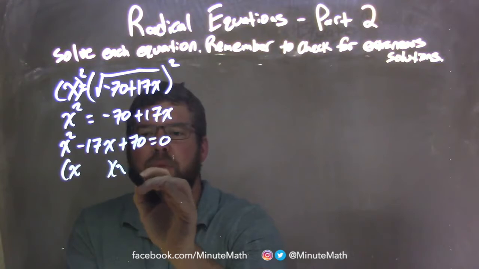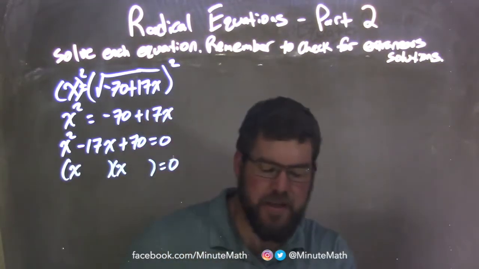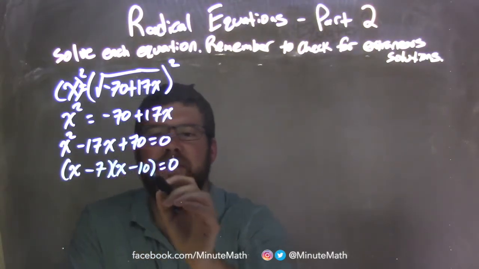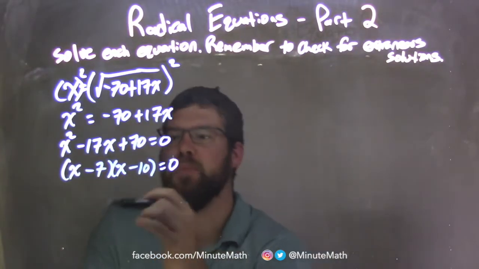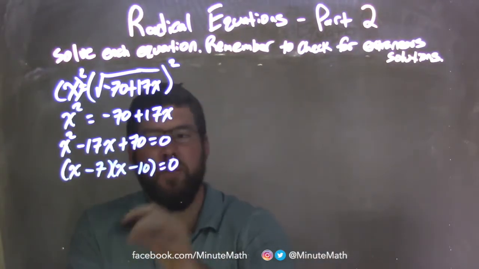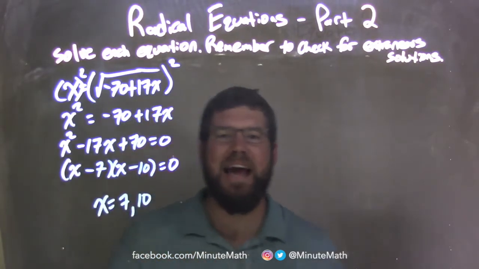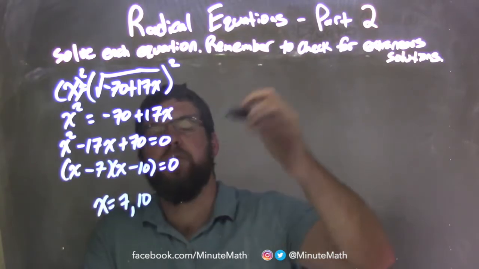Factor this. What two numbers multiply to be 70 but add to be negative 17? And that's negative 7 and negative 10, right? Negative 7 times negative 10 is a positive 70, but they add together to be negative 17. When I simplify, I set both parts equal to 0. I'm left with x equals 7 and 10. Fantastic, looking good.